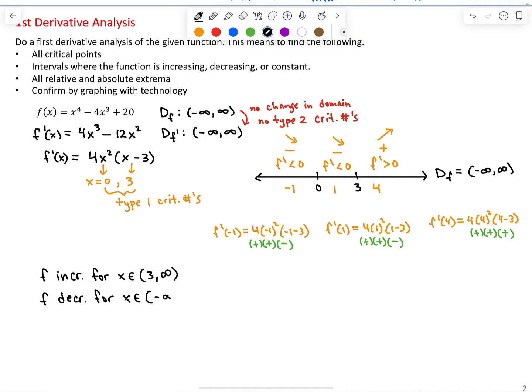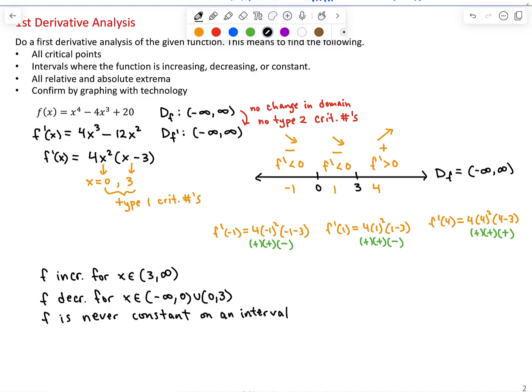So for x from negative infinity to 0, union from 0 to 3. Because at 0, the function is not decreasing, it's flat. That's why we just don't say from negative infinity to 3. Now this function is never constant on an interval. So it feels appropriate to say the graph is flat twice, at 0 and 3, but never horizontal over an interval. Now we'll identify any relative and absolute extrema.